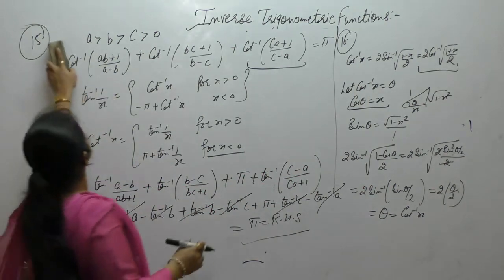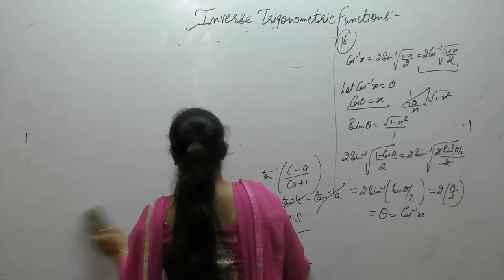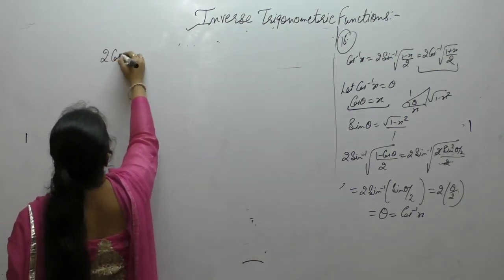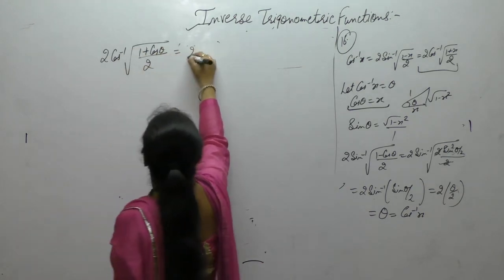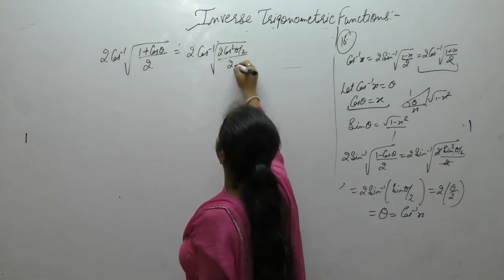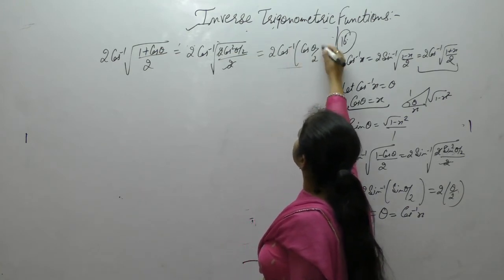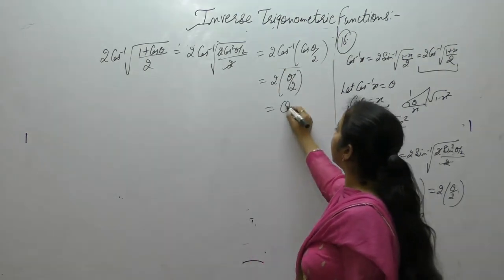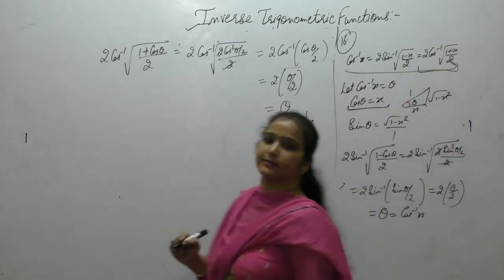So take this term, cos theta. 1 plus cos theta is equal to 2 cos square theta by 2. So what we get? 2 cos inverse cos theta by 2. That is, cos inverse and cos will get cancelled, theta. And theta is cos inverse x. Therefore, these three terms are equal.